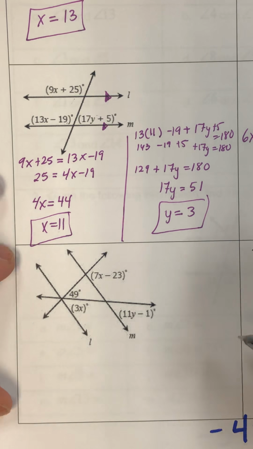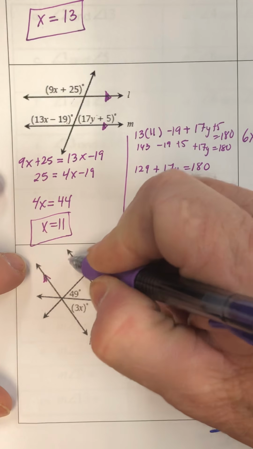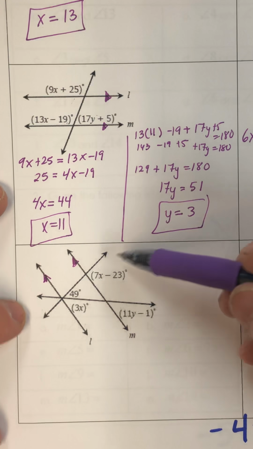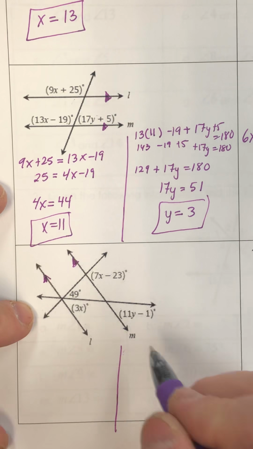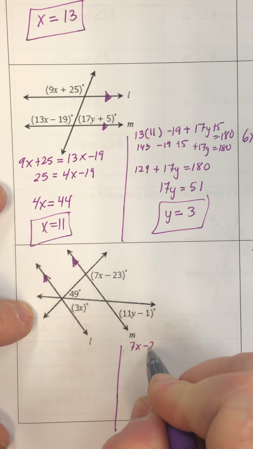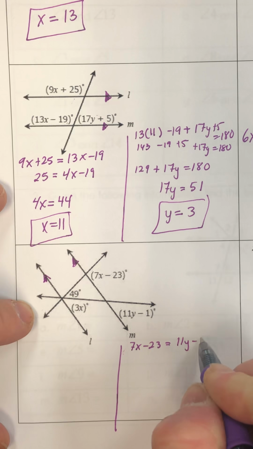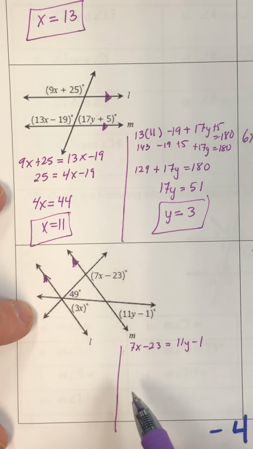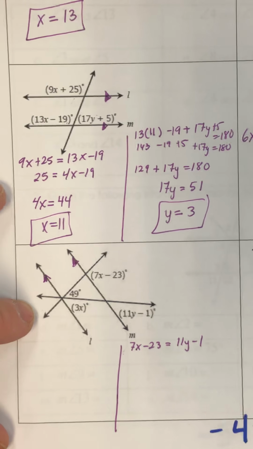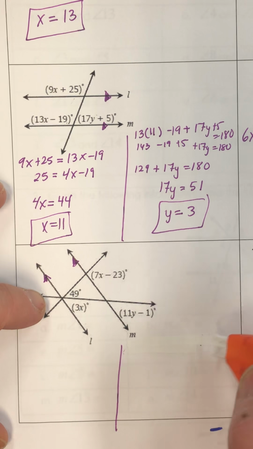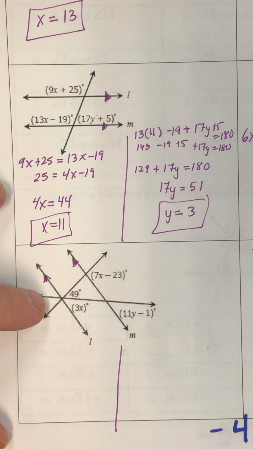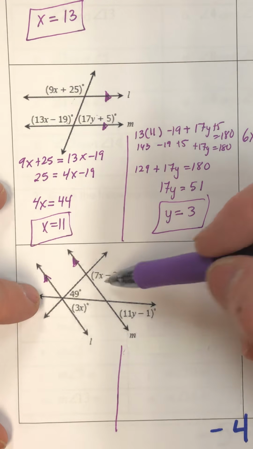Where's my, so these are the parallel lines here. Okay, and what do I have? Those two angles would equal each other, so that's 7x minus 23 would equal 11y minus 1. Oh, no. No. Back it up. They're on wrong transversals. Oh, just like that. Okay, let's see. I got to go this way, this transversal, because here are the parallel lines.